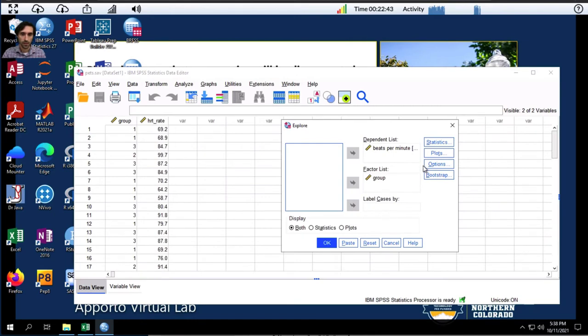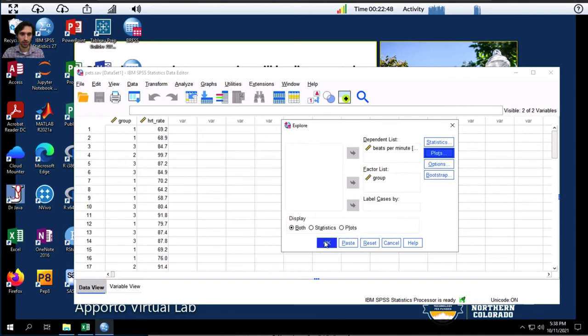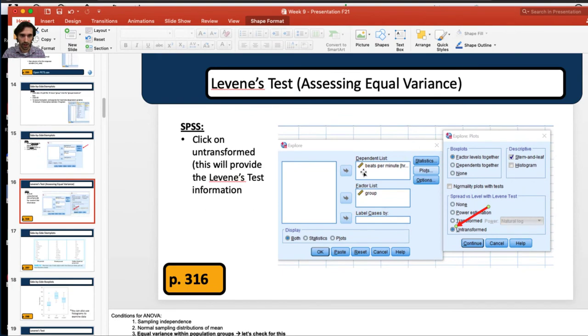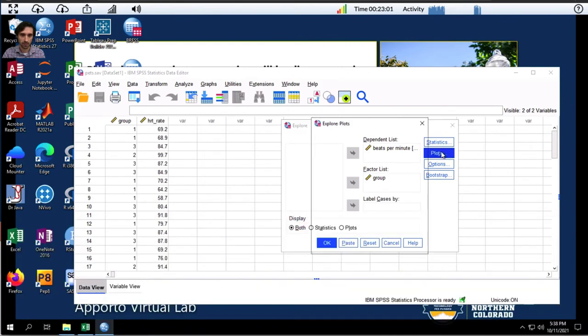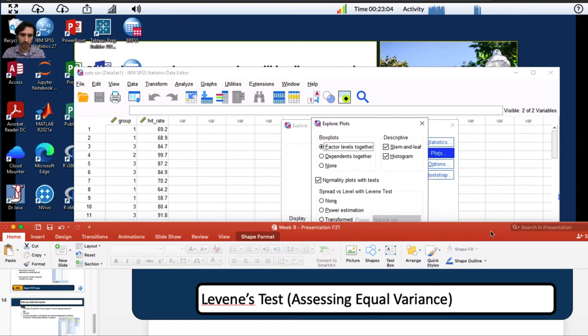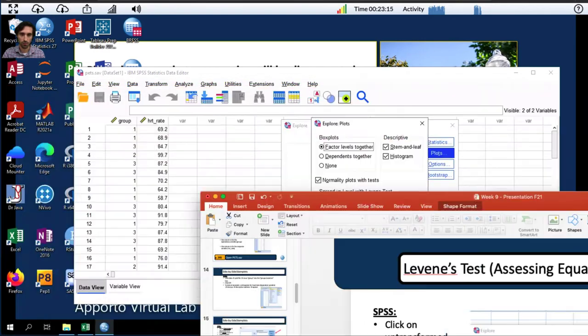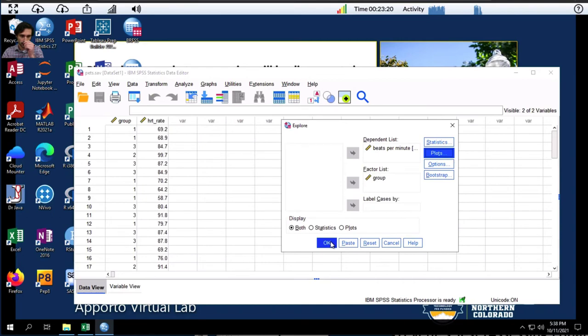All right. So I'm going to go to Plots, Untransformed. Hit Continue. That's the only thing that we need to change. And I can just show you right here now. We have the beats per minute, we have the group, we have factor, stem and leaf. I added a histogram. That's okay. Where's my plots? All right, and then I always do the normality plots test. Don't worry, we might not even talk about it based on whatever this PowerPoint presentation is. And then we're going to do untransformed. Okay, so hit Continue, hit OK.